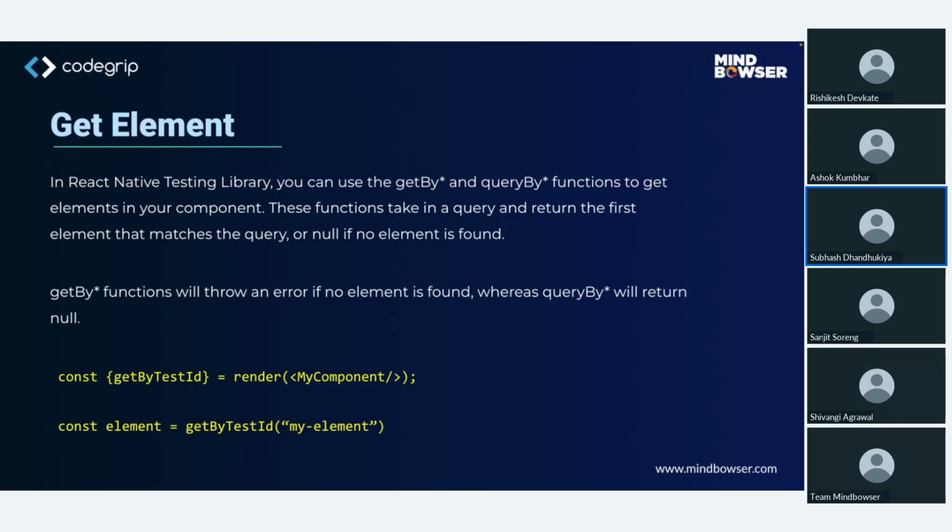Jest also provides different types of queries, like we can get an element by text, by placeholder text, by test ID, by label text, by role, and so on. So these are widely used queries in Jest. One thing we must know is that getBy functions will throw an error if the element is not found, but queryBy will return null. Here you can see how we can access the element using test ID. In the yellow text, my element has the test ID. So it checks the code, finds the element with the same test ID, and returns the element.